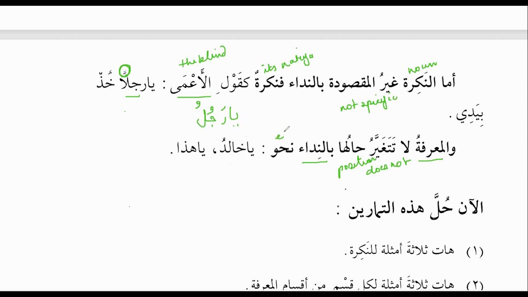For example, ya khalidu. Does not change its position means it will be in marfu case. So a marifa will remain in marfu case with a calling particle harf nida. Ya hadha. So this is marifa, it remains marifa. Whereas with the calling particle harf nida, when it was rajulan, it's not specific, it remains nakira.